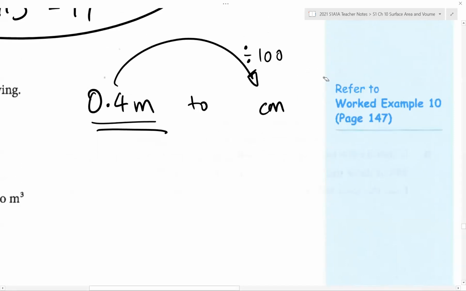Can you correct it? How do we go from meter to cm? Times what? Good. Now we get 40, right? 0.4 meter, yeah, roughly like that. 40 cm, about like that. Yeah, it's correct. So we have now converted meter to cm.